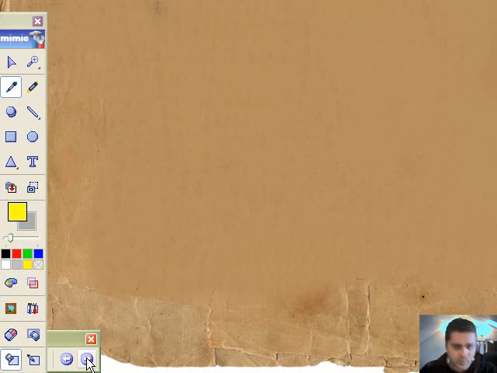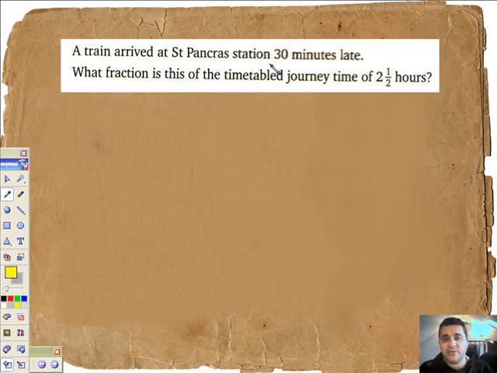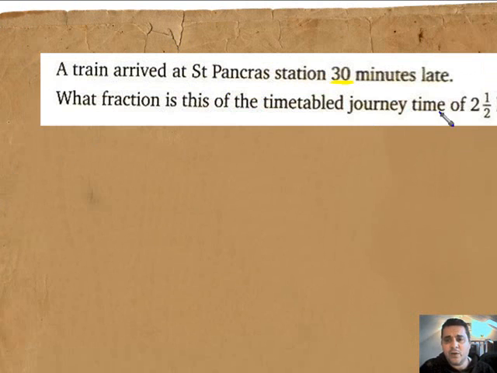Now this is question, let's have a look in the book. Yeah, this is question 11. A train arrived at St Pancras station in London 30 minutes late. Let me just rub that mess out I've just made. So 30 minutes late. What fraction of this, that is the 30 minutes, of the timetable journey of 2.5 hours?